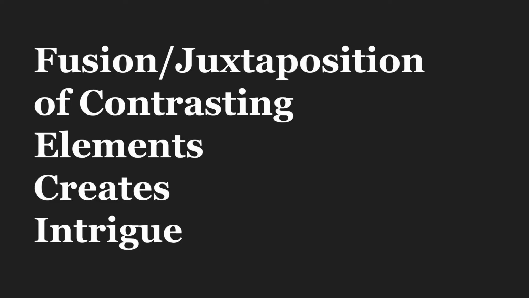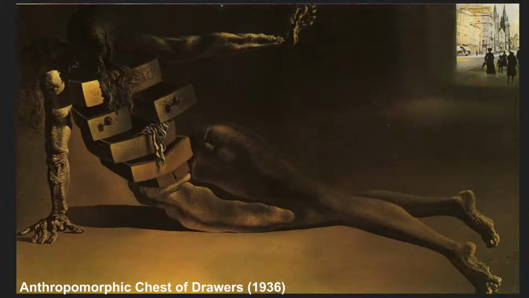Lesson 1. Fusion and juxtaposition of contrasting elements create intrigue. This is Dali's anthropomorphic chest of drawers, completed in 1936. It seems to me that the fusion, as well as juxtaposition of contrasting elements, create a sense of mystery.